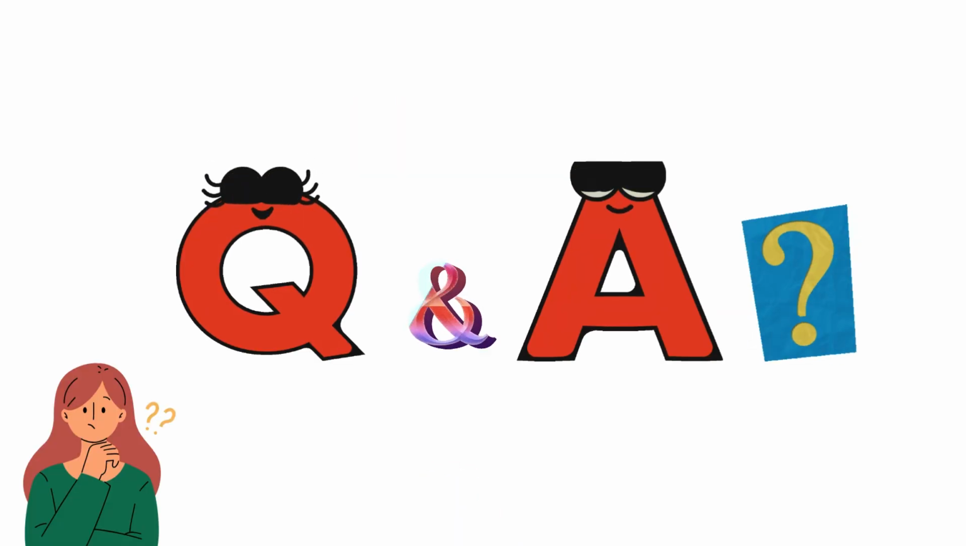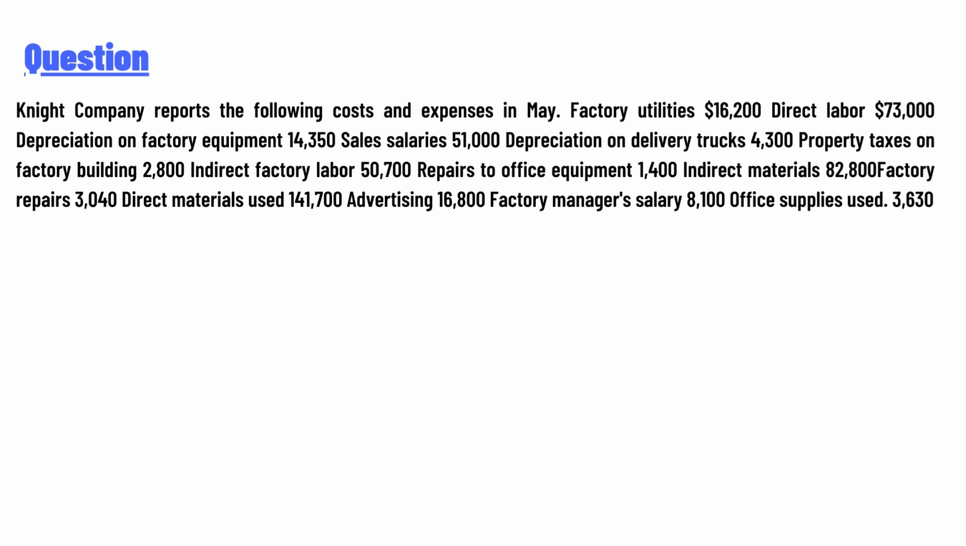So our today's question is: K-Night Company reports the following costs and expenses in May: factory utilities 16,200, direct labor 73,000, depreciation on factory equipment 14,350, sales salaries 51,000, depreciation on delivery truck 4,300, property taxes on factory building 2,800, indirect factory labor 50,700, repair to office equipment 1,400, indirect materials 82,800, factory repair 3,040, direct materials used 141,700, advertising 16,800, factory manager salary 8,100, office supplies used 3,630.